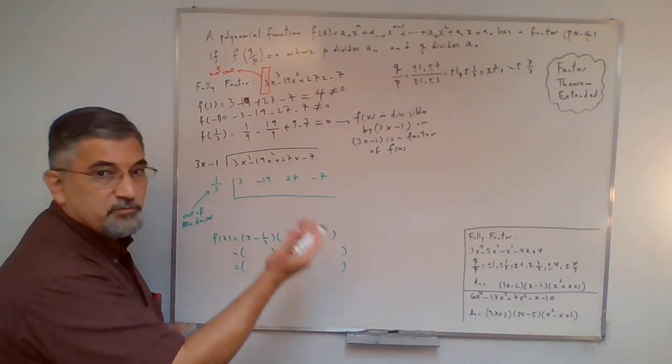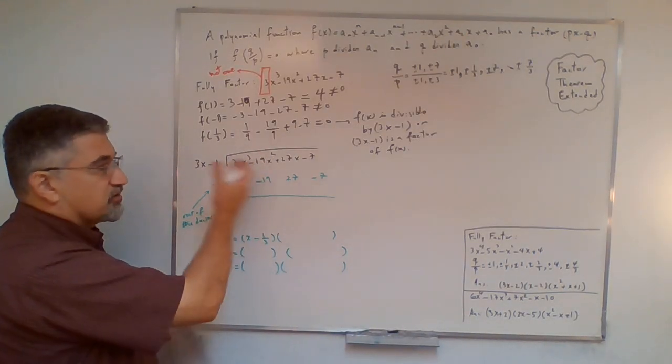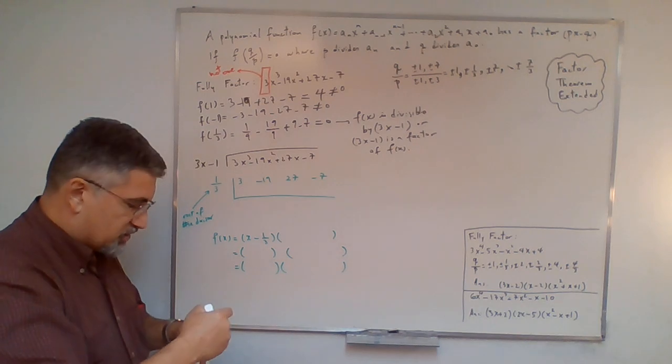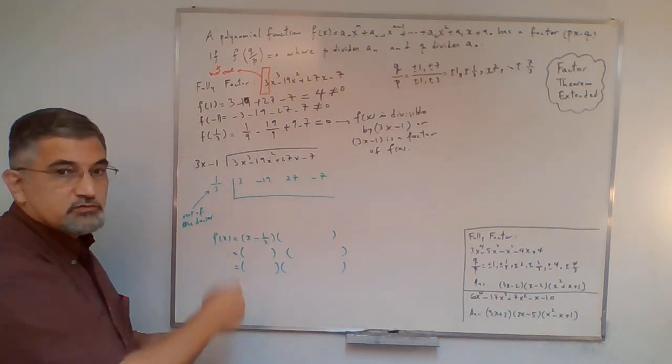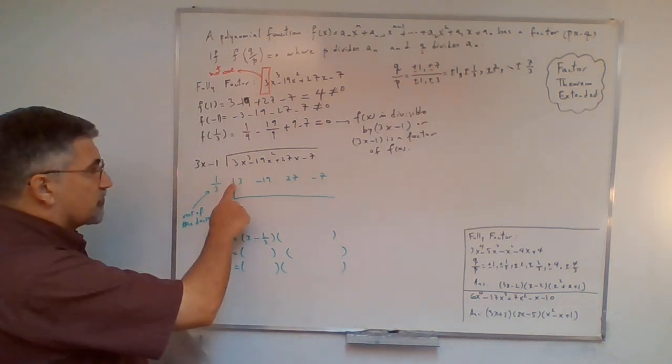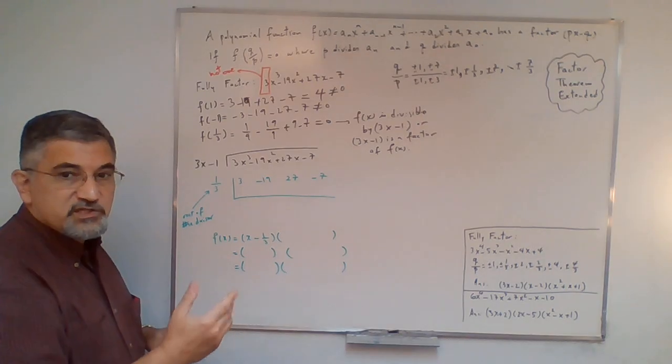So if it's a factor, the remainder must be 0. We divide it, but we don't want to perform long division because it's time consuming. Therefore, we are going to use what? Synthetic division. So write the coefficients like we have done several times in the past.